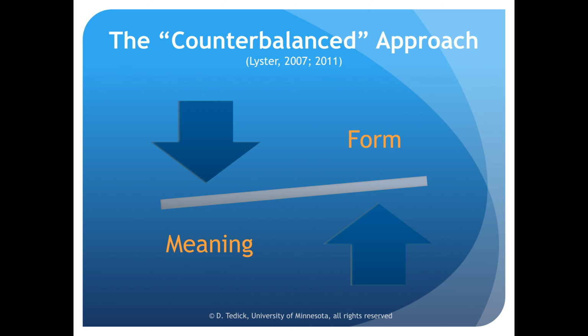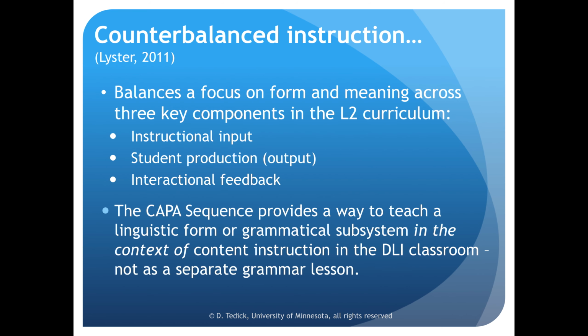So again, the whole idea of a counterbalanced approach is to try to bring more into balance meaning and form. We're very meaning heavy in the DLI context, and the idea is to push up some of that form, try to bring in more of a focus on form so that we bring the two more into balance. So again, this counterbalanced instruction balances a focus on form and meaning across 3 components in the curriculum: instructional input, student production or output, and the interactional feedback that a teacher gives. The kinds of ways that a teacher attends to student inaccuracies and so on in the context of classroom interaction.